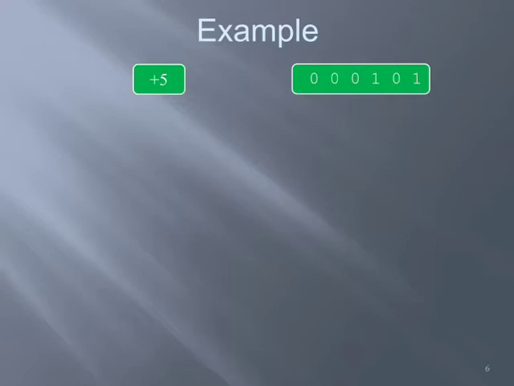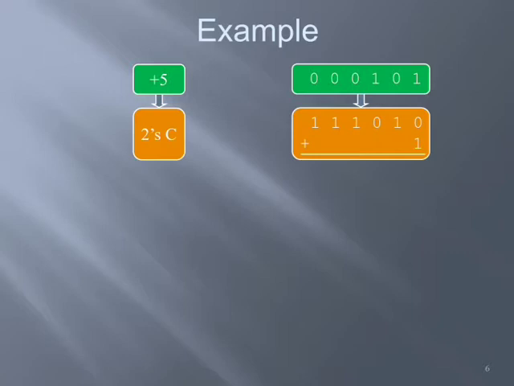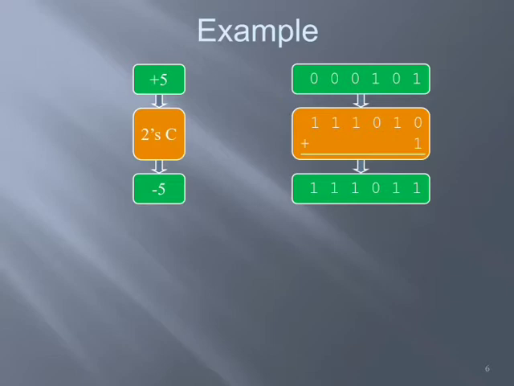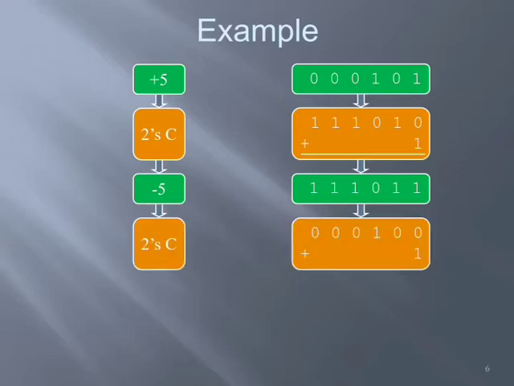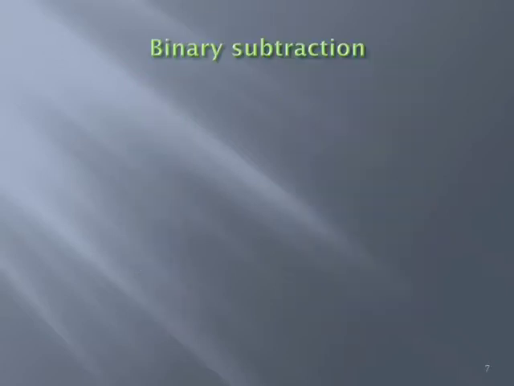As an example, you can take again plus 5 and minus 5. I am considering plus 5 in 6-bit sign magnitude representation, that is 000101, and to that if you do 2's complement, what will happen? It will become minus 5. So minus 5 after 2's complement. Again if you do 2's complement to that minus 5 number, you will get plus 5. So these are the things we have seen in the previous lecture.